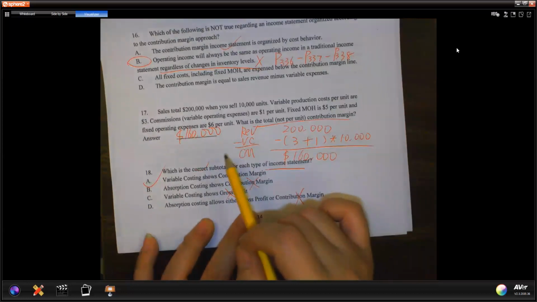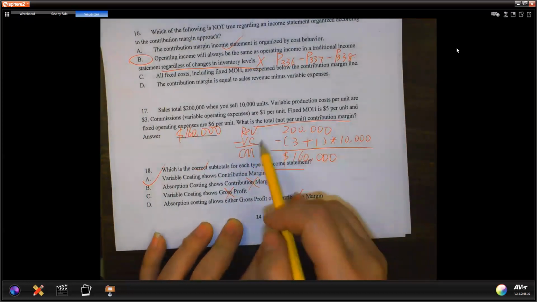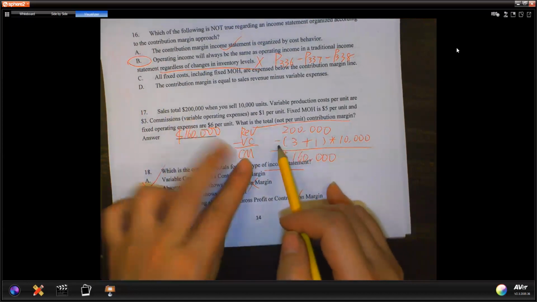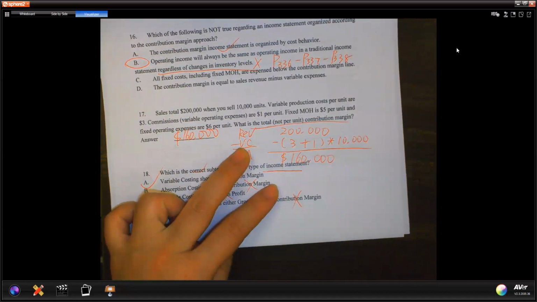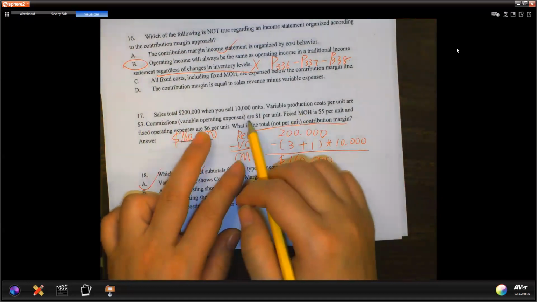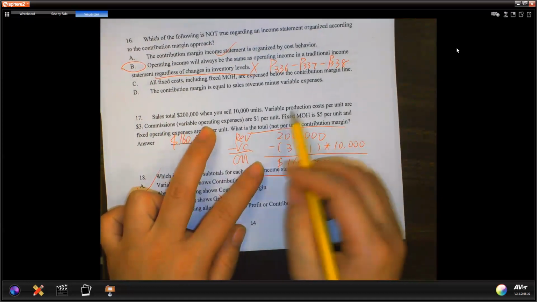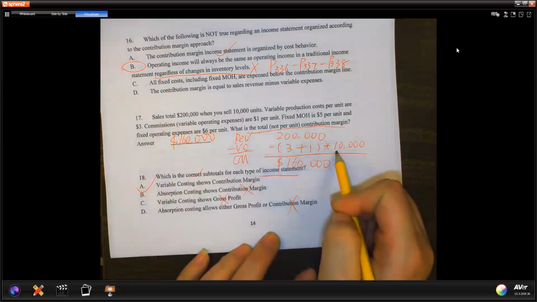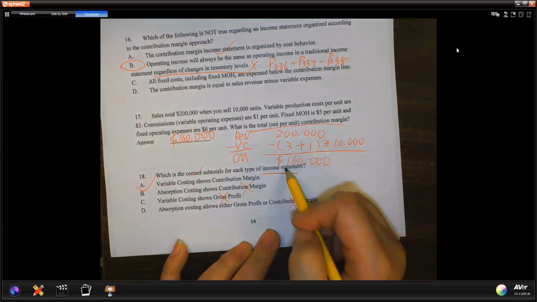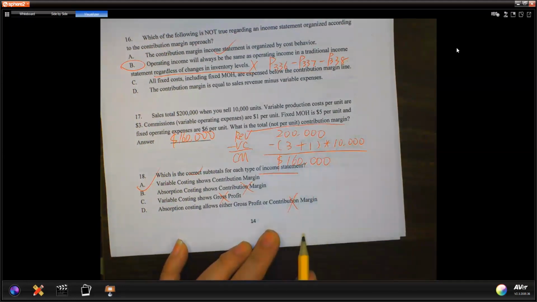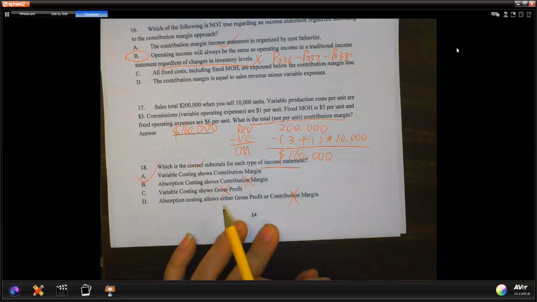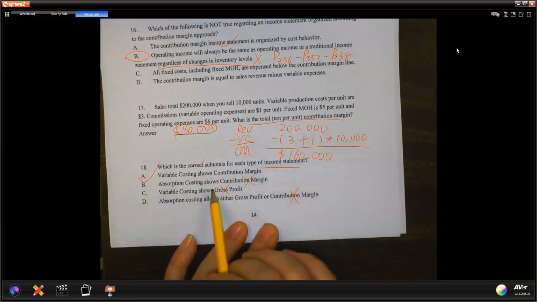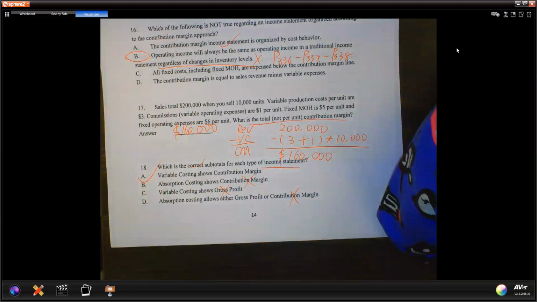Next one, talking about the total contribution margin, is your total revenue, 200,000, minus your total variable cost. So you have a total product cost, you also have a total operating cost. So 3 plus that one, times the total units. So your total contribution margin is 160,000. Last one, what is correct for each income statement? Variable costing shows contribution margin, and absorption costing shows gross profit. It doesn't show contribution margin.